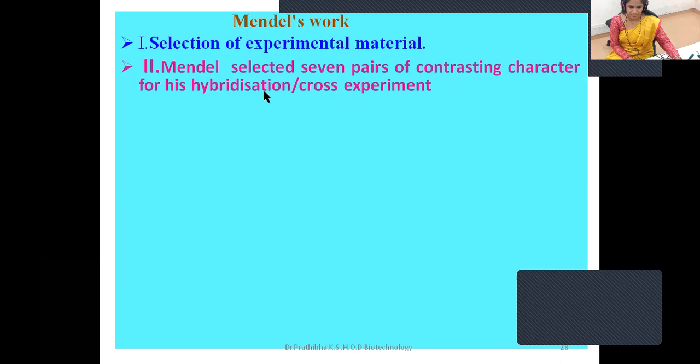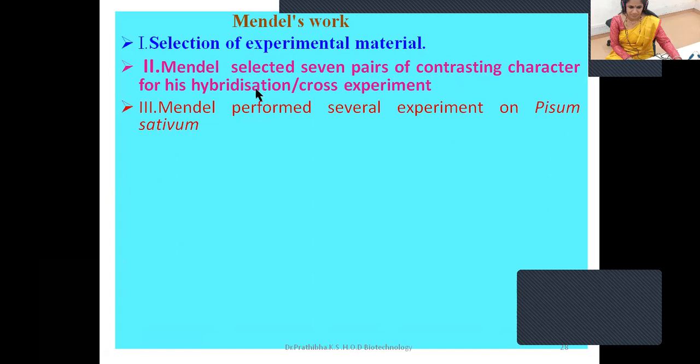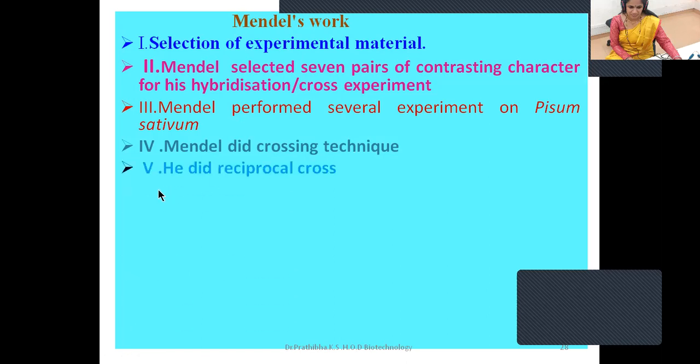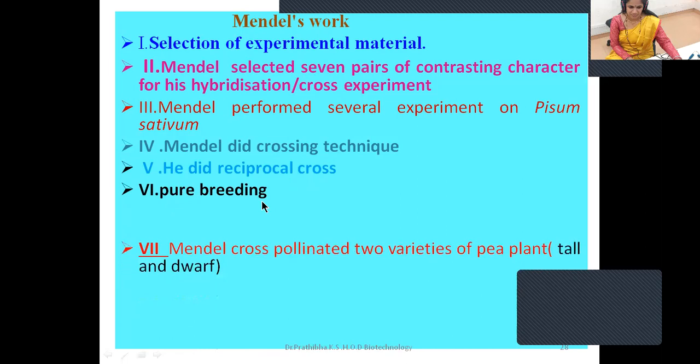Hybridization is nothing but a cross experiment. He did the crossing experiments with the pea plants. Third work, Mendel performed several experiments on Pisum sativum. Fourth work, Mendel did crossing technique. And the fifth one is he did reciprocal cross. Then the sixth one, pure breeding.